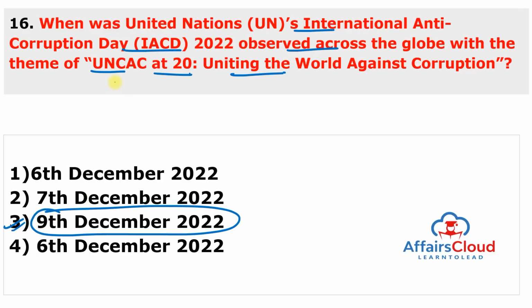And remember the theme UNCAC at 20 Uniting the World Against Corruption. And this campaign will take place from 5th to 9th of December, kicking off 1 year-long campaign to mark the 20th anniversary of United Nations Convention Against Corruption. CAC stands for Convention Against Corruption. Moving to next question.